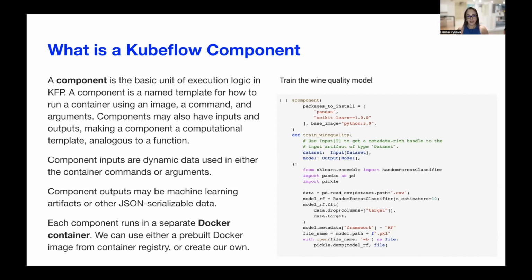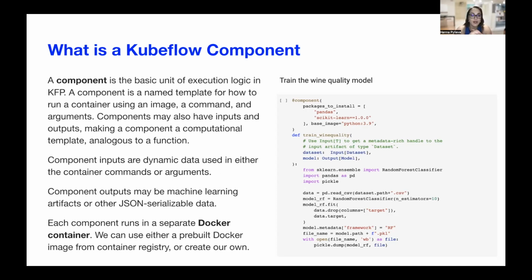So each component is a template in which we can pass different data, pass different arguments, and depending on this input, we can generate different output, and we can pass that output to further components. Component inputs are dynamic data used in either the container commands or arguments. And component outputs may be machine learning artifacts, for example, data sets or models, or just JSON serializable data, or some file or whatever. But we can also always just dump everything into Google Cloud Platform and not care about those outputs. But using them is more the Kubeflow way of doing things.